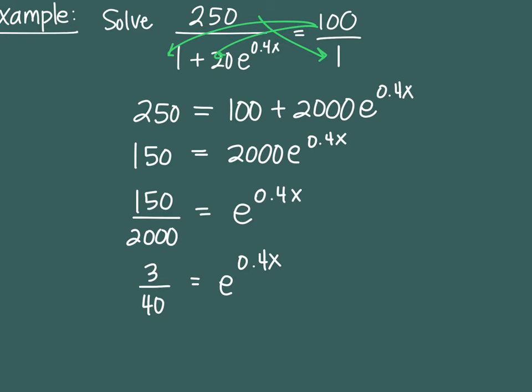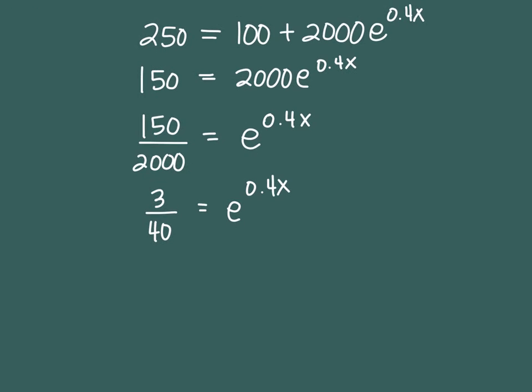Okay, Alex, what do I want to get rid of next? I'm trying to get x by itself. Well, you've got two options. What's on the side of x? You've got an e or a 0.4. Which one do you want to get rid of so you can get x by itself? How do you get rid of E? Okay, I'm going to use ln. So I'm going to get rid of E by using ln. So ln goes around 3/40, and ln goes around e to the 0.4x.